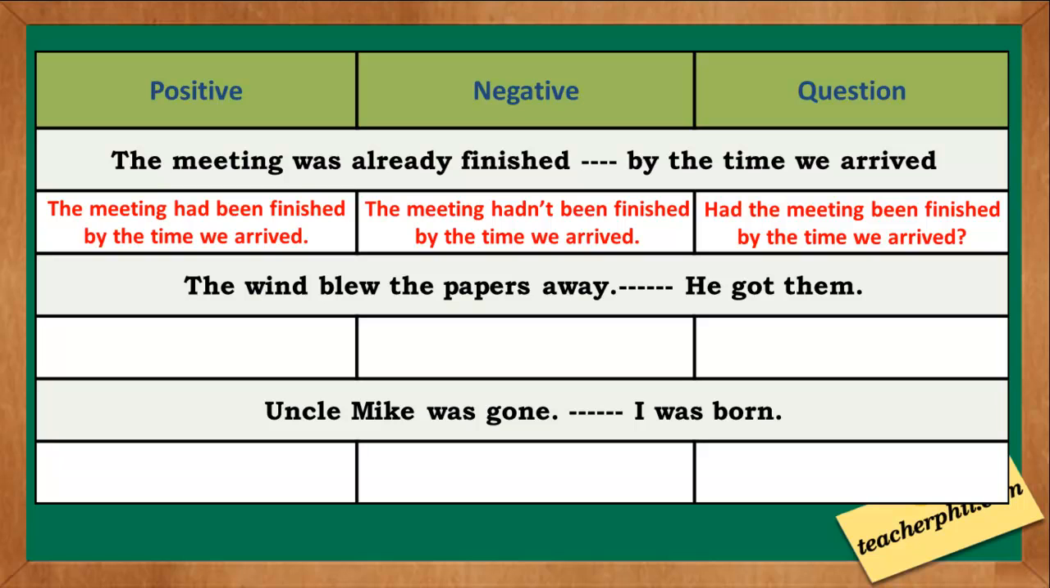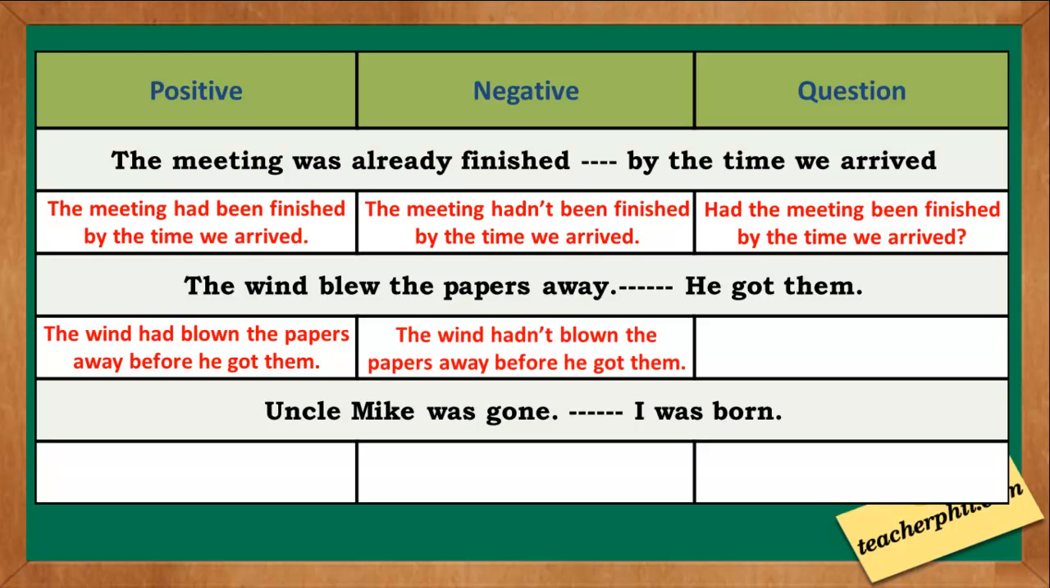Next, the wind blew the papers away and he got them. The correct positive statement is the wind had blown the papers away before he got them. The negative statement is the wind hadn't blown the papers away before he got them. And the question is, had the wind blown the papers away before he got them?